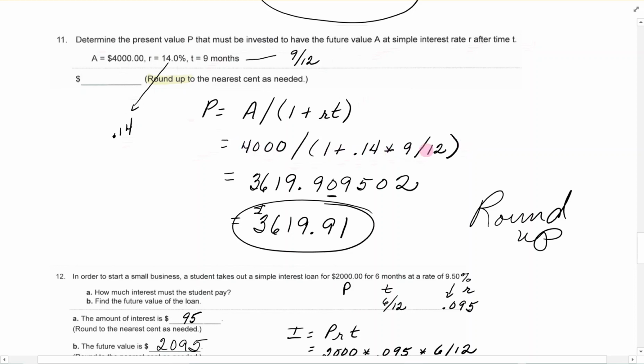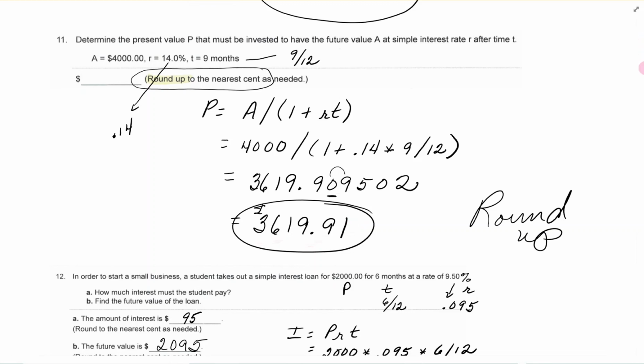Put this expression in the home screen of your calculator, and here's what you get. Now back to the instructions. Round up, so no matter what, I'm not going to ever round down. Round up to the nearest cent. This 0 is in the cents place, so no matter what's behind it, I'm going to round up. So it is $3,619.91. MyMathLab does not show any mercy if you forget to round up. I will be a little more forgiving when you take a test if you happen to mess up on that.